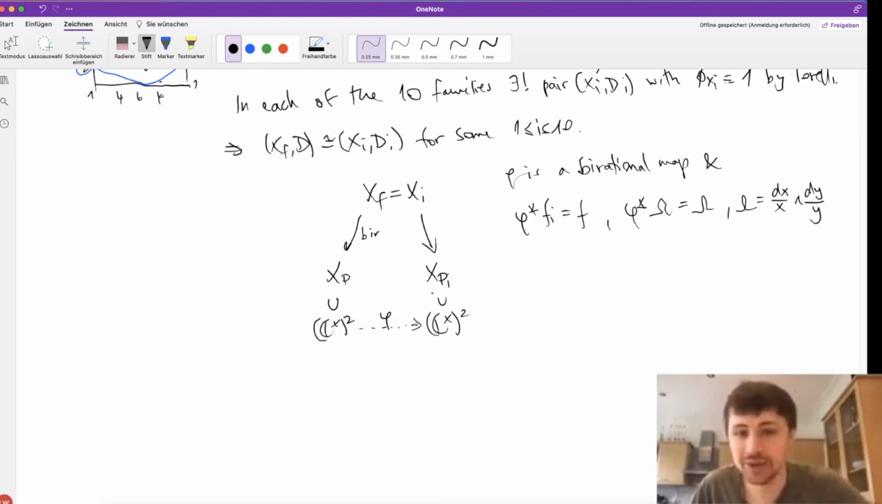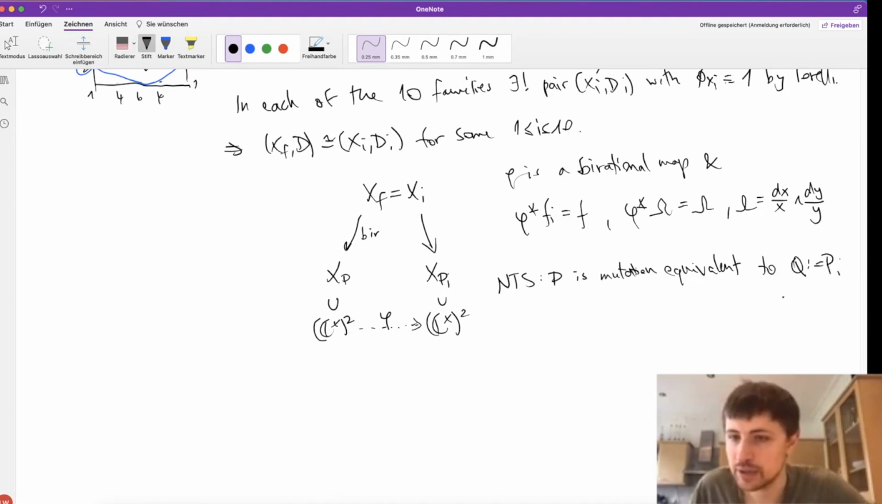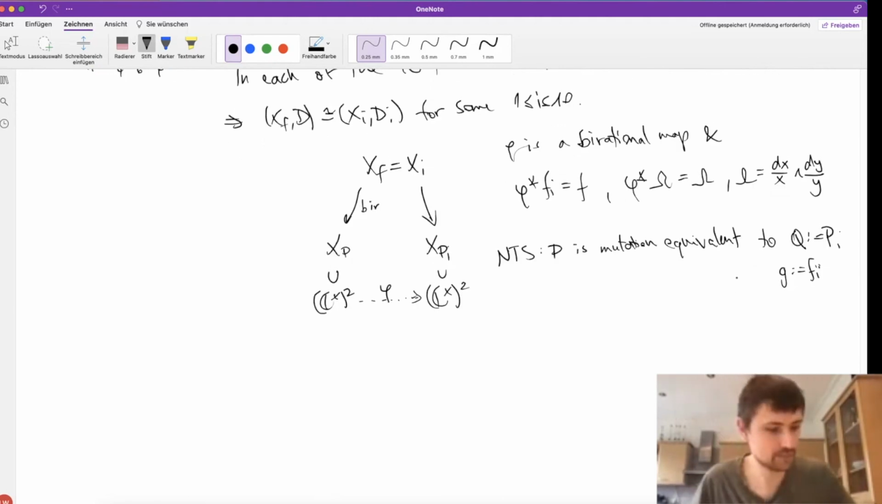And so what we want to show is that P is mutation equivalent to the P_i. And I'm going to give it a different name. I'm going to call it Q. And to make the notation a bit easier, I'm going to call the maximally mutable Laurent polynomial associated to P_i, which I called F_i, G. Now, we're almost done. What we need to do is factorize this birational map phi into what are called algebraic mutations.